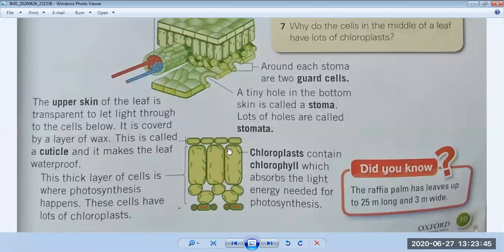So chlorophyll plays a very important role inside the body. Because of that, plants get energy and they make their food with the help of a process called photosynthesis. And you can also see this is very important information for your objective. The raffia palm has leaves up to 25 meters long and 3 meters wide. This is very key.